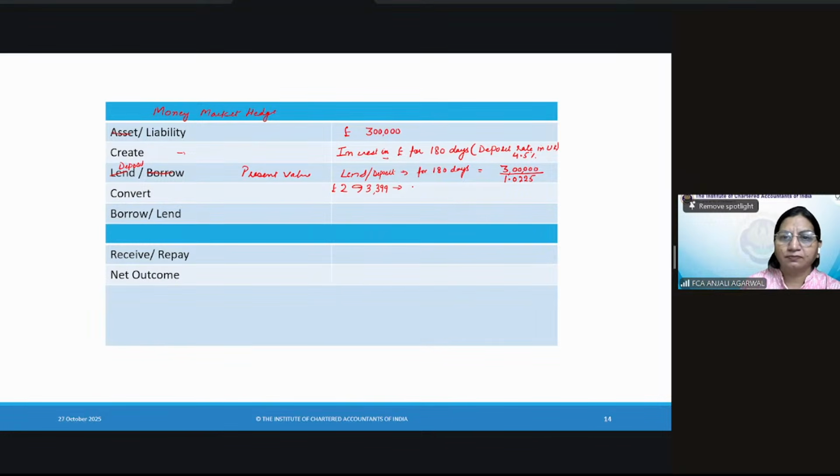You will borrow in the US market using the pound and dollar exchange rate, spot. Okay. So what do you need today? You need 293,399 pounds. Where will they come from? You will have to buy the 293,399 pounds in the US market.